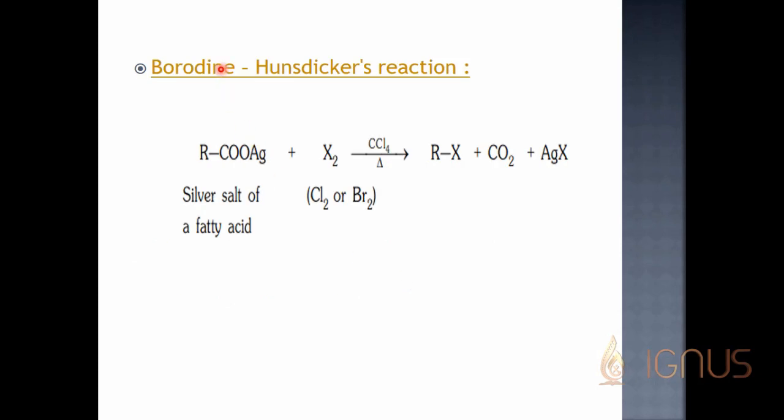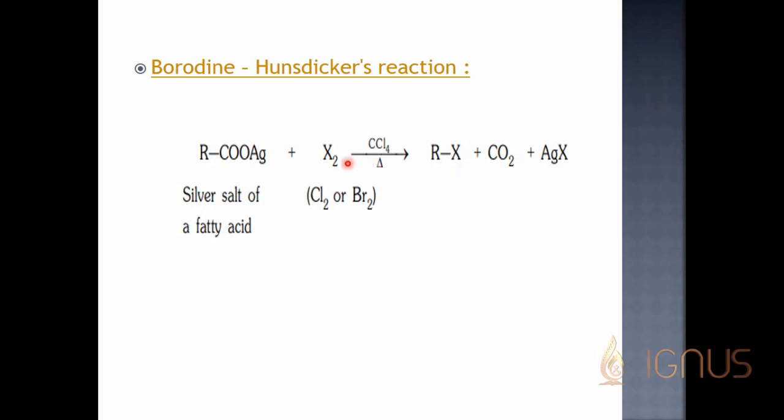Next reaction, it is the Borodin-Hunsdiecker reaction. Here, silver salt of fatty acid is made to react with a halogen in nonpolar carbon tetrachloride solvent. Here, RCOOAg will give rise to CO2 and AgX. X is added to R and you will be getting RX as the product.